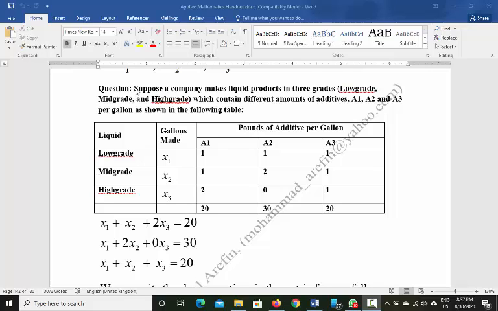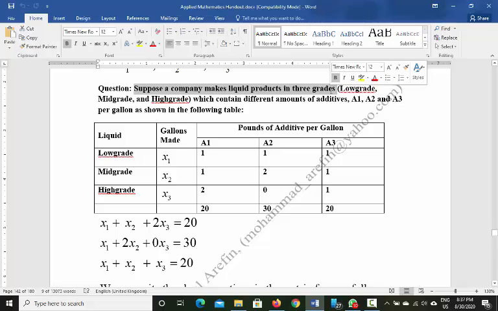Right. Suppose the first question that we will solve here is, suppose a company makes liquid products in three grades: low grade, mid grade and high grade, which contain different amounts of additives.